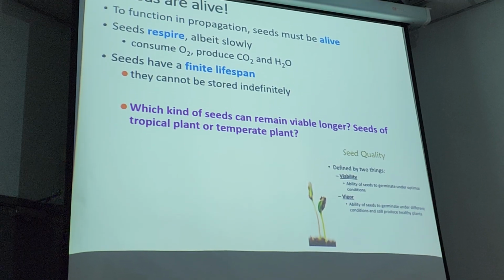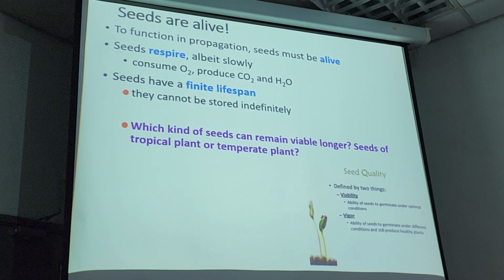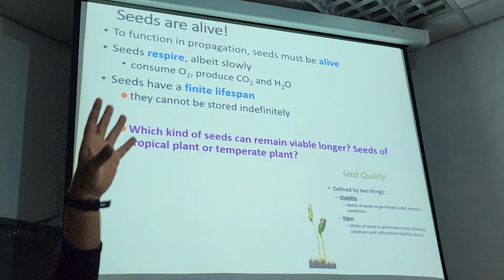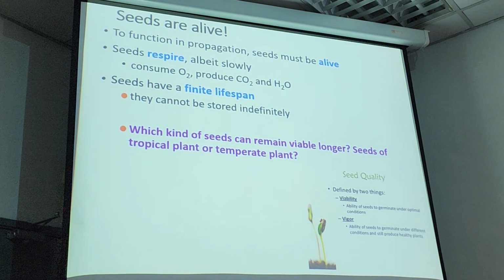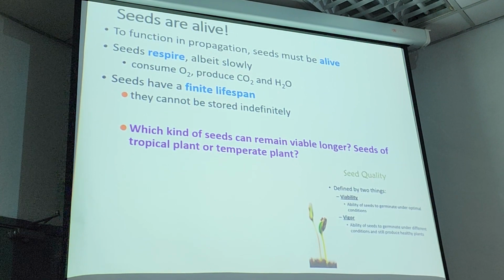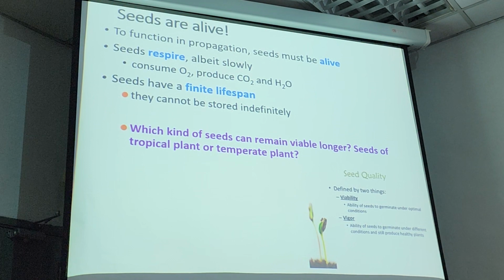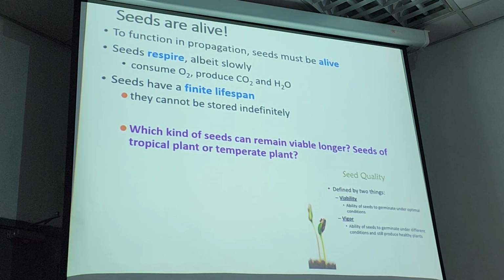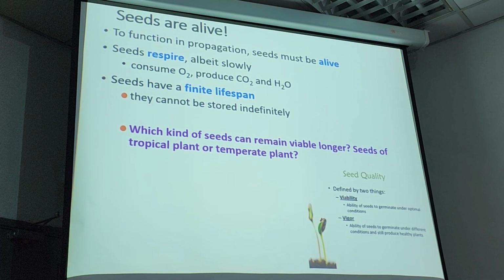So, seeds, they are alive. When you go to the supermarket, you look at the mung bean, the green bean seeds in the packing. Are they alive or are they dead? How do you know they're alive? It's too delicious. So delicious is alive. Grow and back.